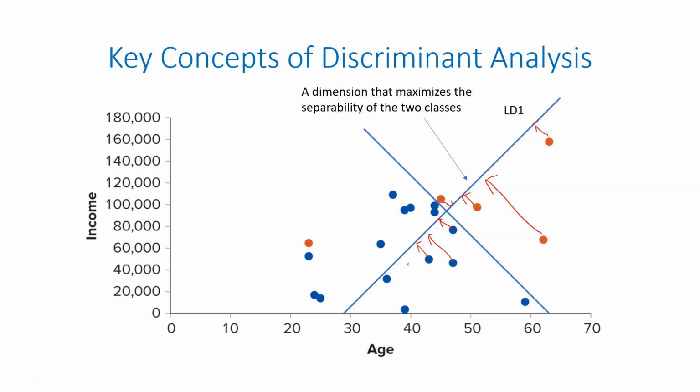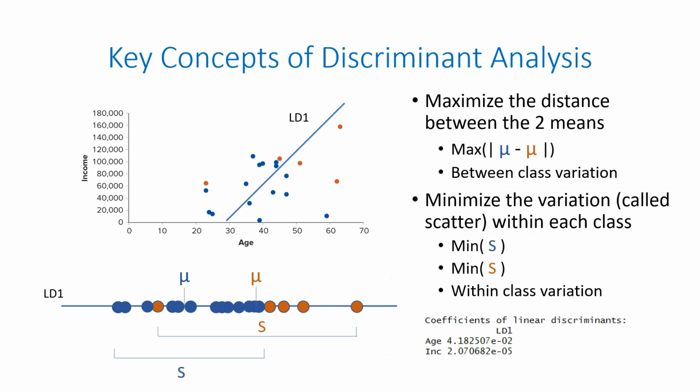This may remind you of principal component analysis, or PCA. In PCA, we identify a new dimension that would maximize the variability of the data, and in linear discriminant analysis, we simply identify a new dimension that would maximize the separability between the classes. As you can see, on the new dimension LD1, most of the cases with higher values would belong to the response class, and most of the cases with lower values would belong to the non-response class.